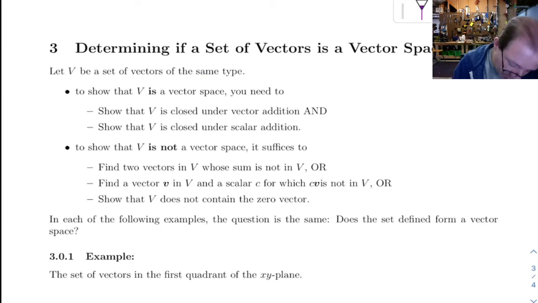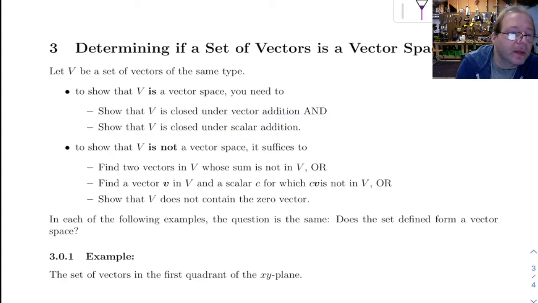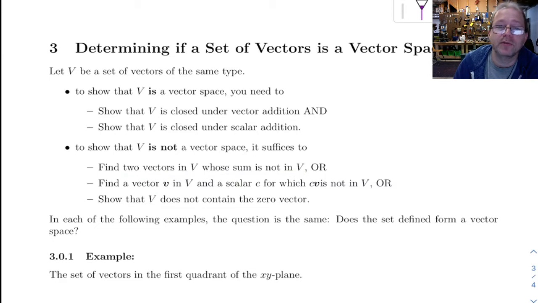If we want to show that V is a vector space, then you have to show that it's closed under vector addition and show that it's closed under scalar multiplication. You got to show both of those. If you want to show that it's not a vector space, then you can get away with only doing one of the following. You can either find two vectors in the set whose sum is not still in the set, or in other words, show that it's not closed under addition.